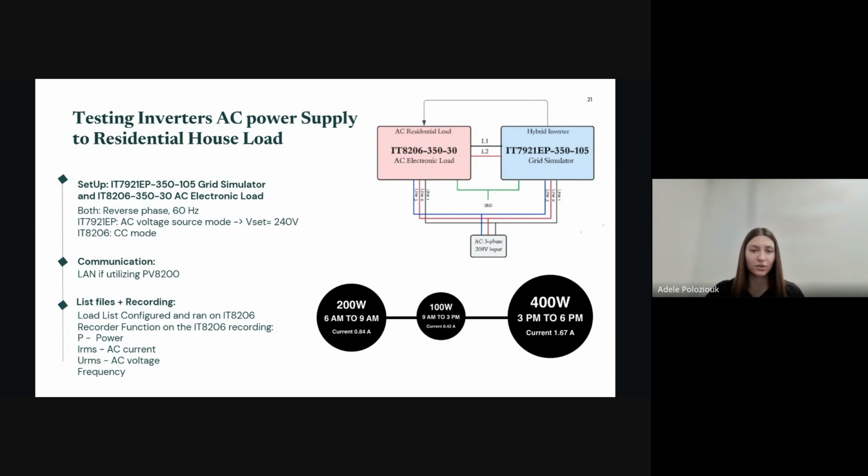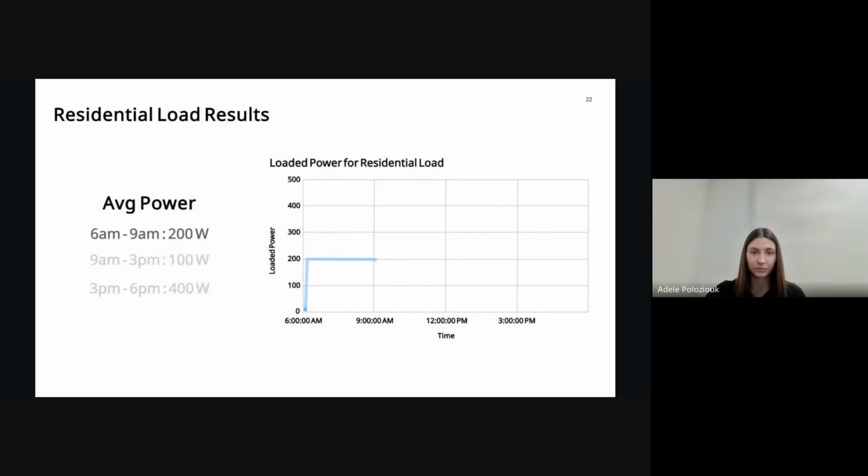To do this, I used a list file on the 8206 and calculated the load to 200, 100, and then 400 watts. So it would step through each of those, sucking in that kind of power and seeing how that would look. Now, the results show that the inverter is correctly able to provide power to the residential load. And we can also understand that the load requested will be unaffected by the input power from the solar panels. So it doesn't matter if it's sunny or cloudy, the house will still need power to run.